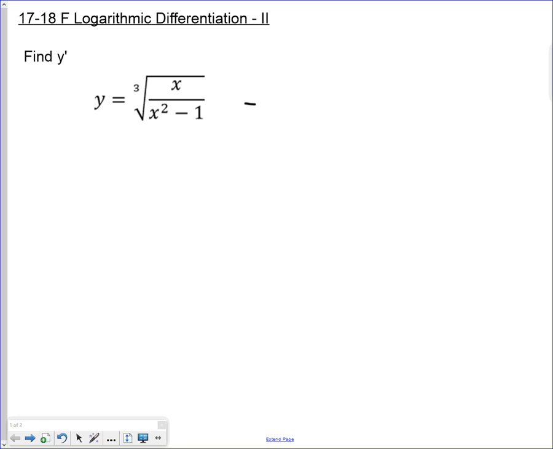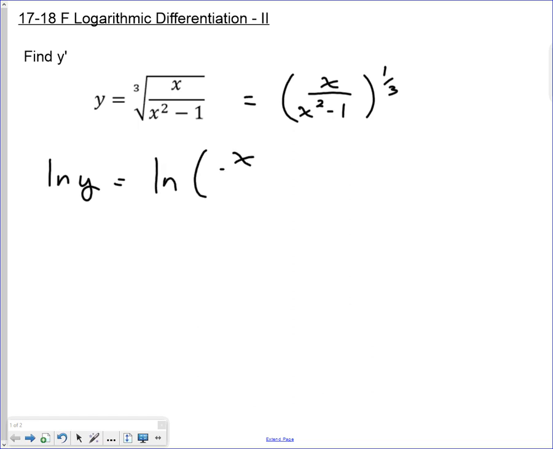So first thing we're going to do here, of course, is think of this as x over x squared minus 1, all to the 1/3, obviously. And then this is a good candidate for logarithmic differentiation. So we're going to take the ln of both sides, like this, and then we can simplify these things using the laws of logarithms.